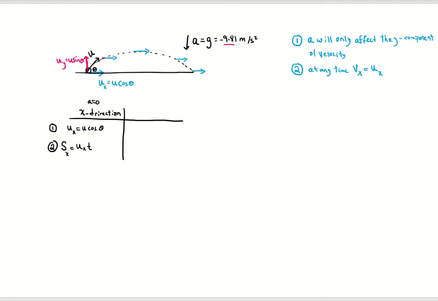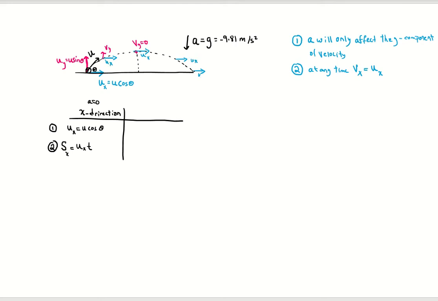Because a is opposite to the velocity. So in the first half of this motion, every second, the velocity in the y direction is going to decrease by 9.81. So what will happen is that Vy, after some time, is going to decrease. So this is Vy. And once it reaches the maximum height, Vy at the maximum height is going to be 0.